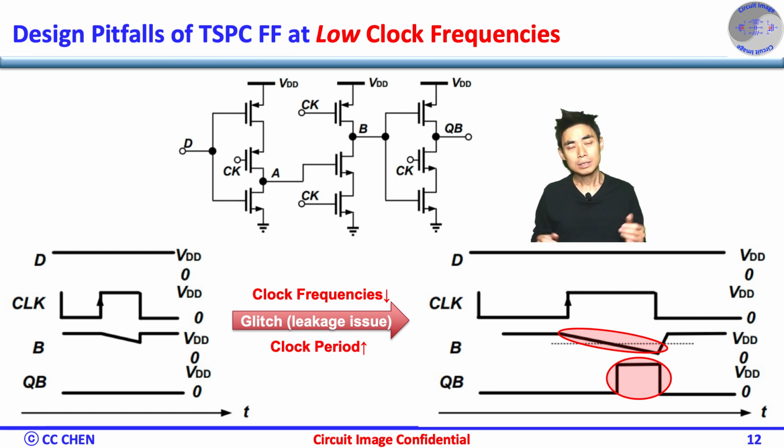For example, fast corner, 125 degrees C, supply plus 10% or even 15%. Therefore, unlike the robust static flops, the dynamic TSPC flops have a low limit of operation frequency, and that's the reason the TSPC are only applied to very high-speed blocks, not all the digital blocks.